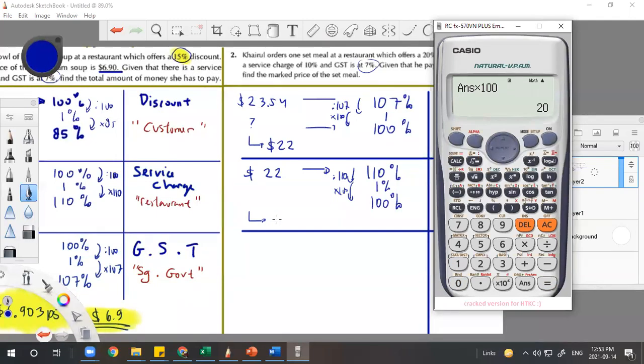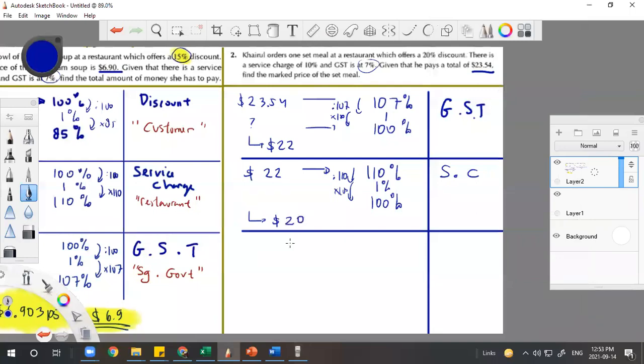Have you done this before? No, I'm using my calculator also. Okay, nice.